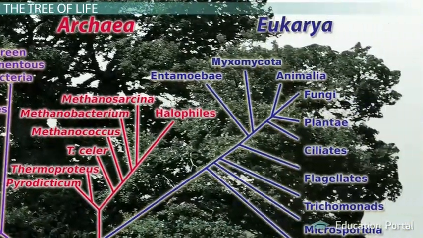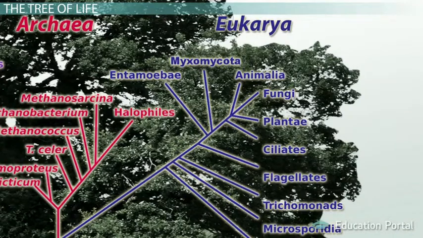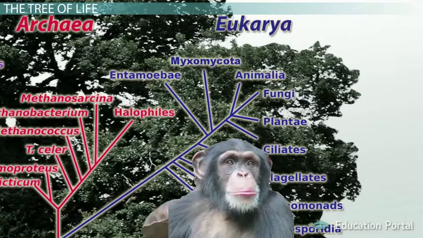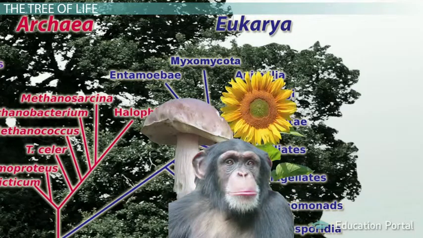Now look at the major branch farthest to the right. Eukarya might be a new addition to your vocabulary, but I'm sure you know what most of these branches represent. This side of the tree holds all protozoa, fungi, plants, and animals, including you.